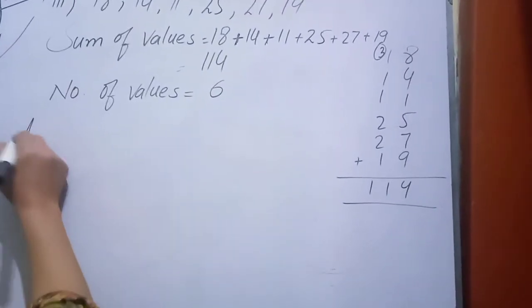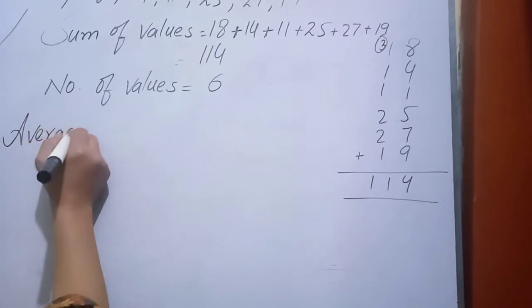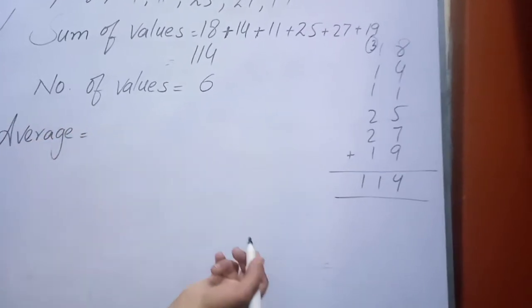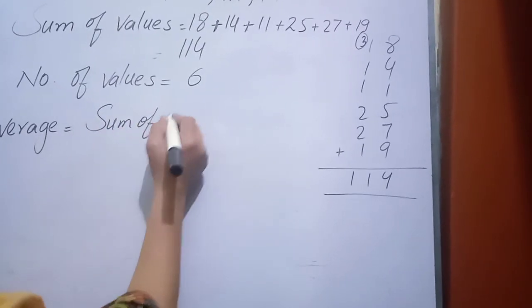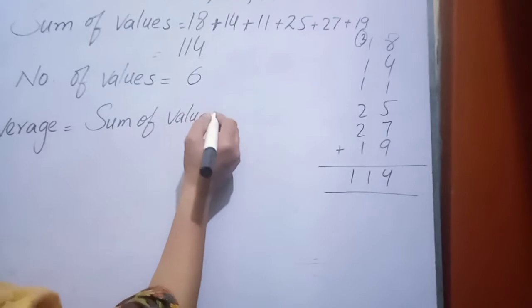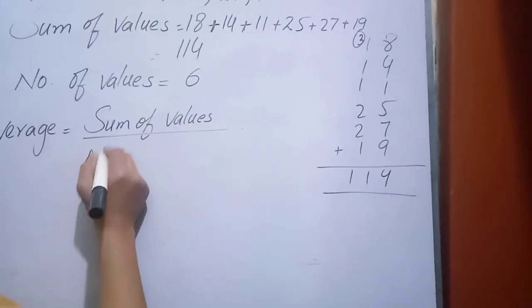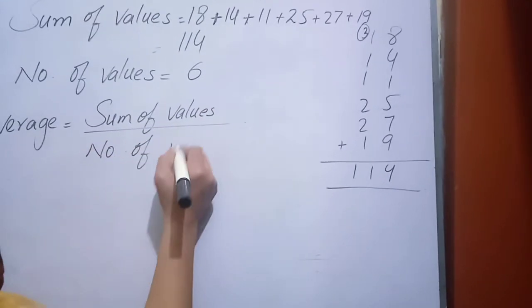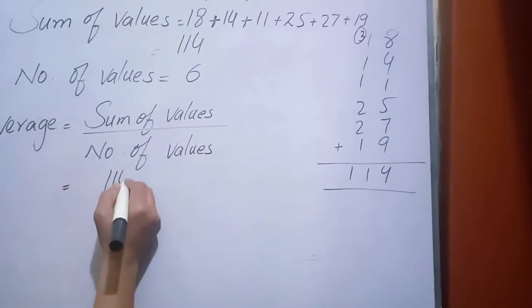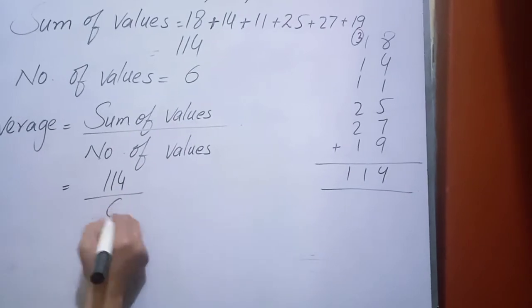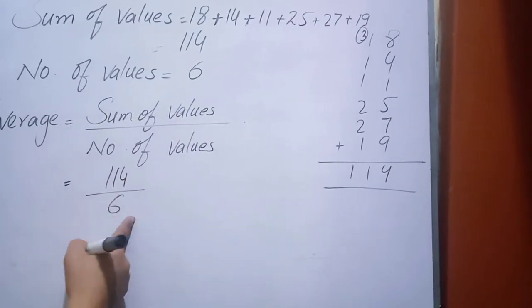The formula of average, the thing is to find the average. A formula of average: sum of values divided by number of values. Now here the sum of values given to us is 114 and divided with 6. Now we have to divide it.